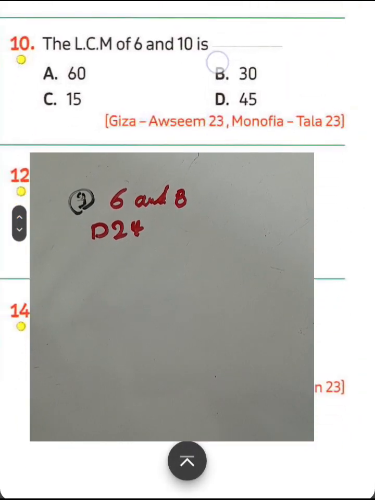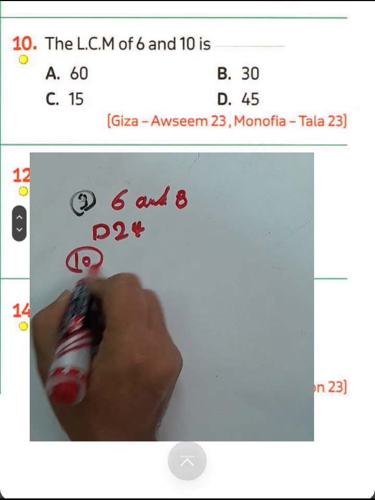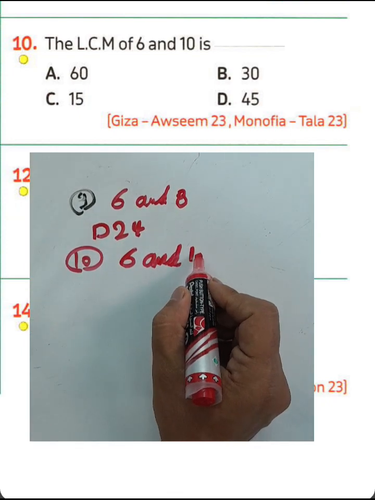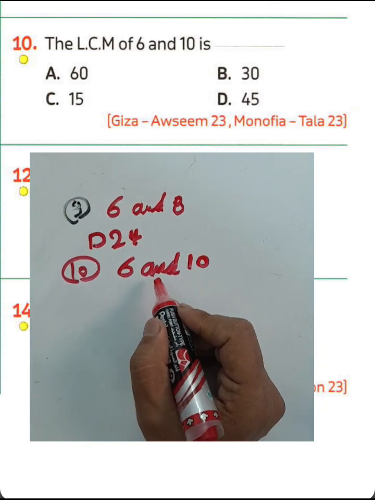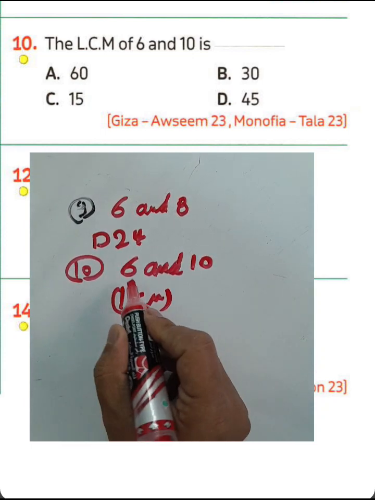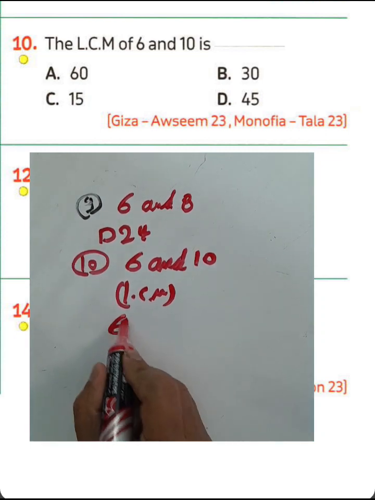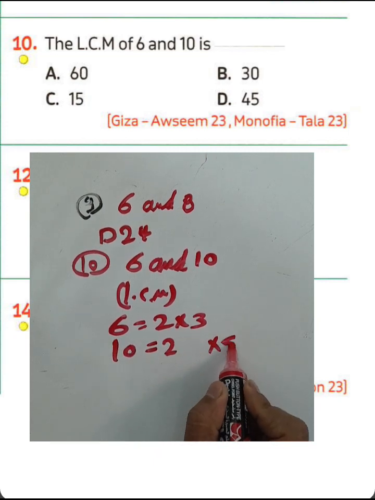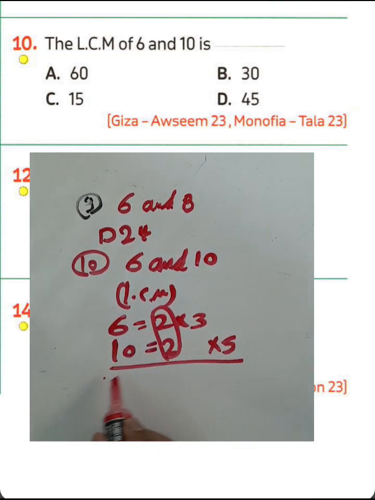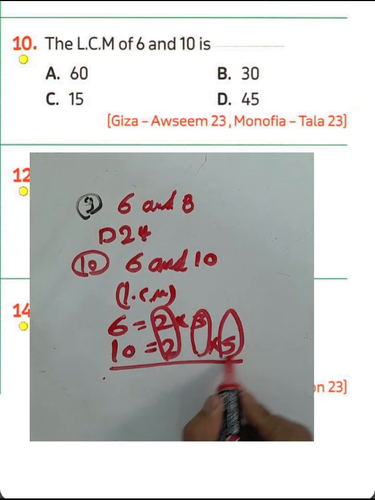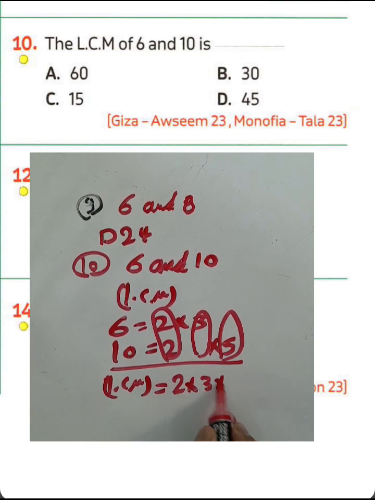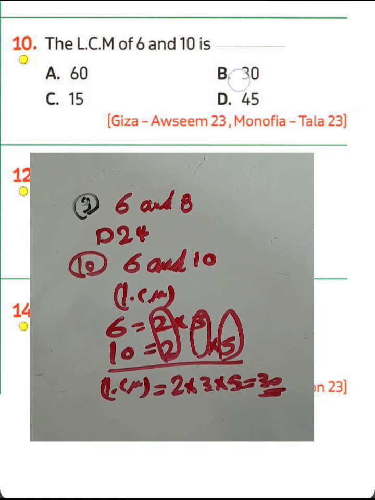Question 10. List the common multiples of 6 and 10. As in Egypt, we want to find the least common multiple between 6 and 10. Who can tell me? We know 6 equals 2 by 3. 10 equals 2 by 5. Then we can find the least common multiple: 2 by 3 by 5. 2 times 3 is 6, 6 times 5 equals 30. Choose letter B.